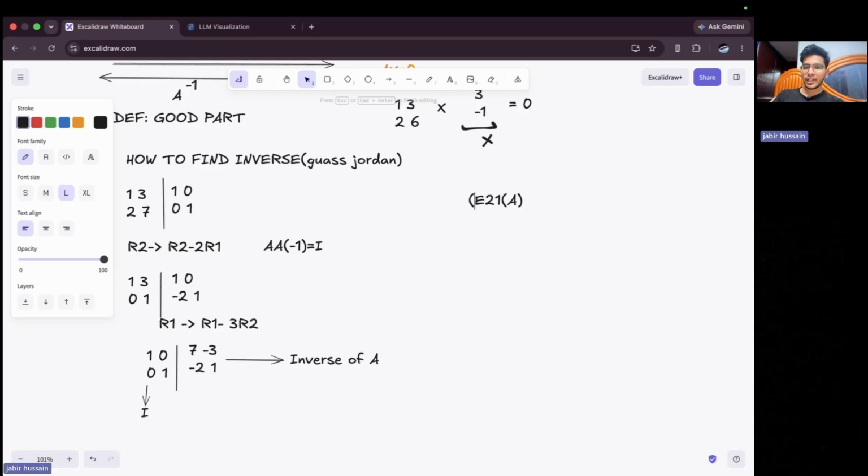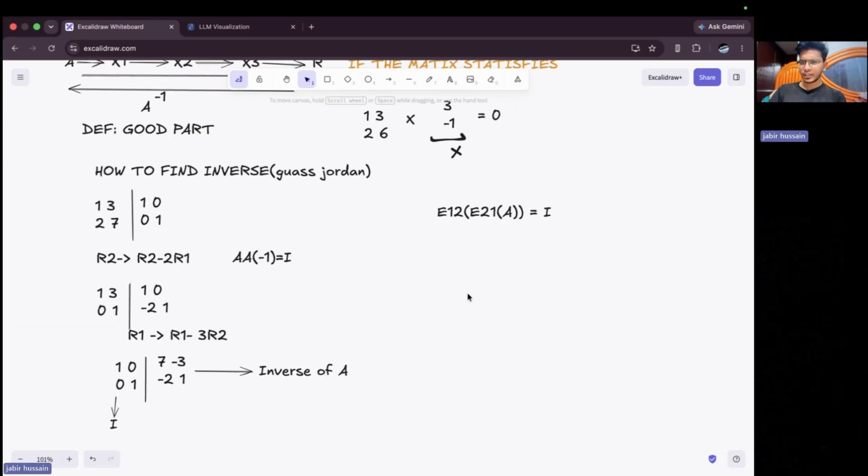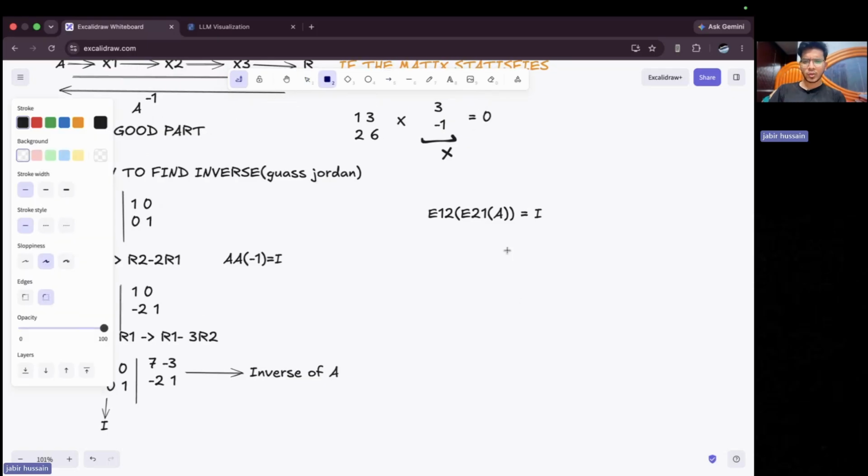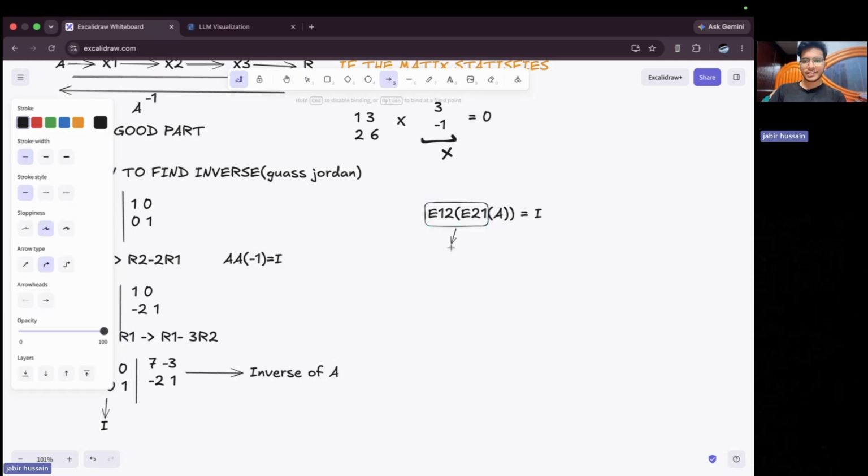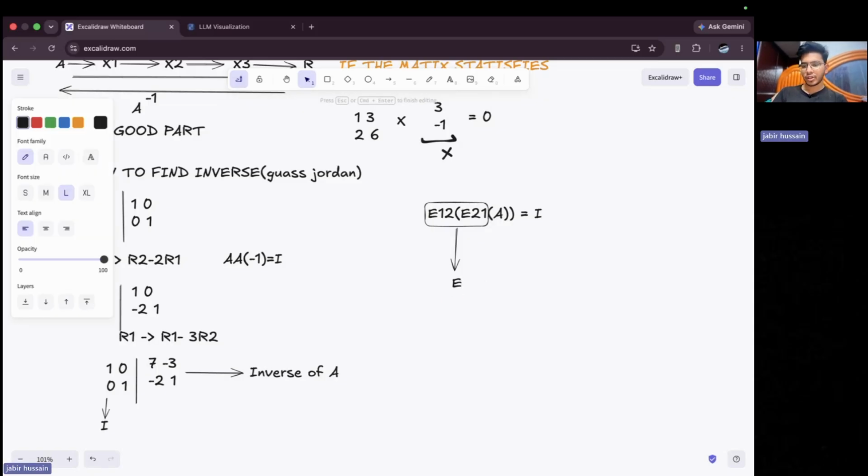After that I'm again doing another elimination, E12, and what I'm getting? I'm getting I. Okay, got it. So we got the thing. Now what can I write? I just want to give a name to these two things. Let's say the name I'm giving is capital E. Now when I'm multiplying capital E with A, I'm getting I.